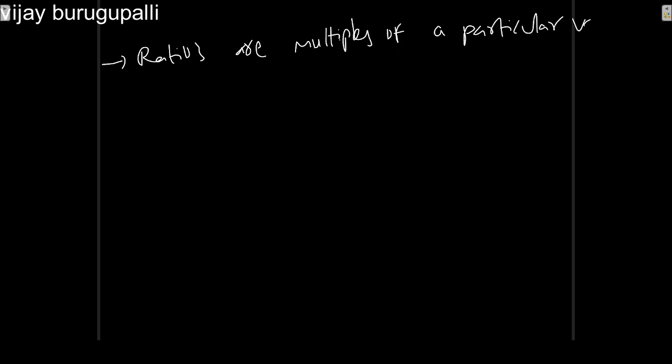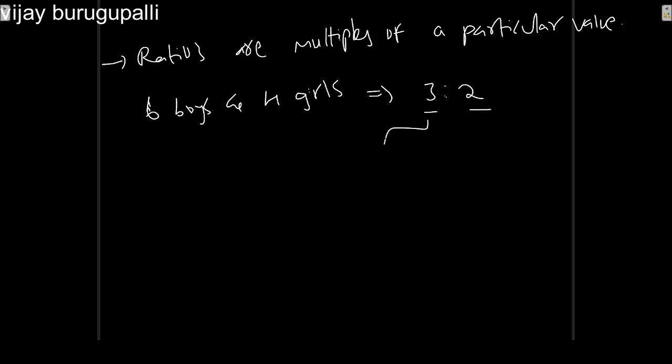Ratios are always multiples of a particular value. For example, in the previous case, we have 6 boys and 4 girls. We calculated the ratio as 3 is to 2. Here the 3 is to 2 doesn't mean that there are only 3 boys and 2 girls.